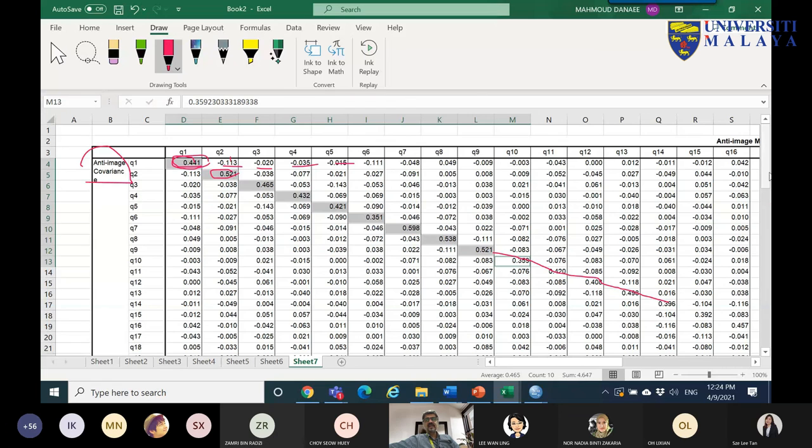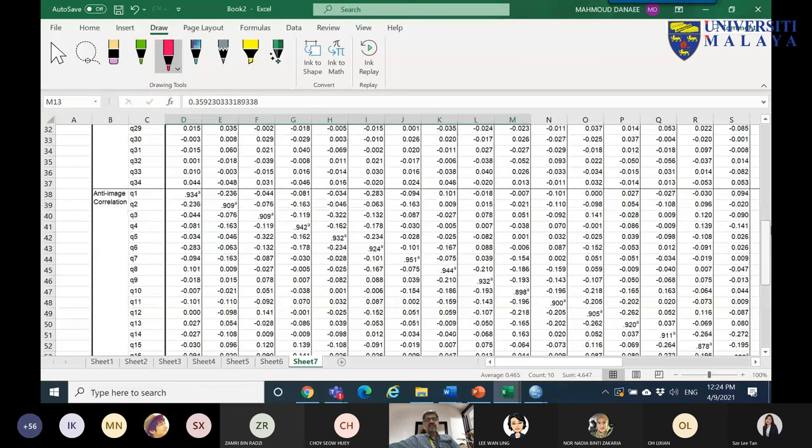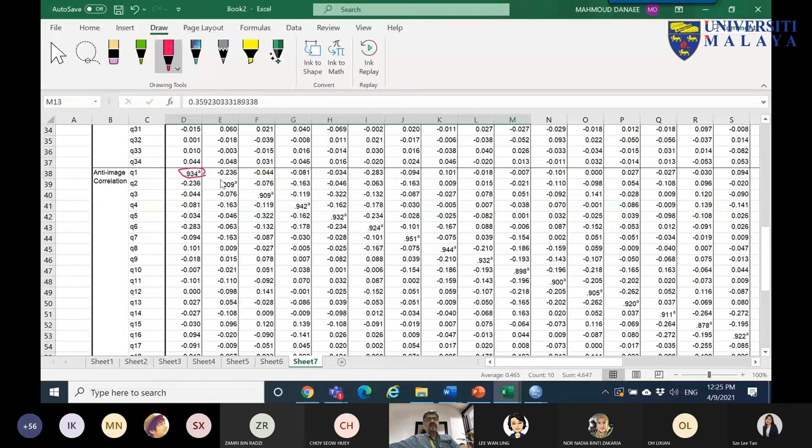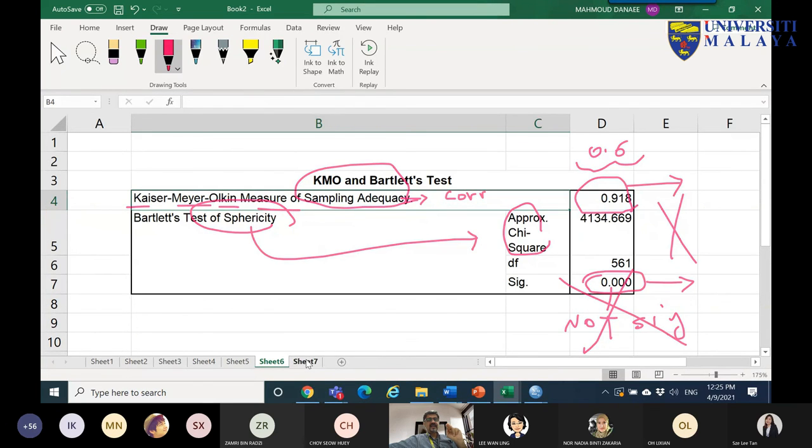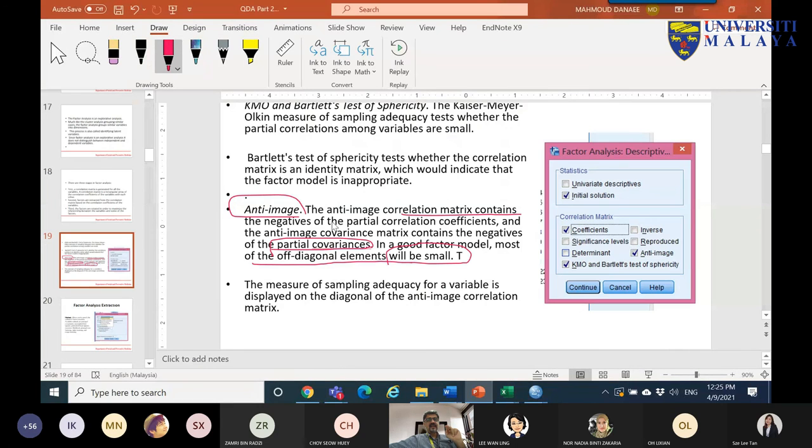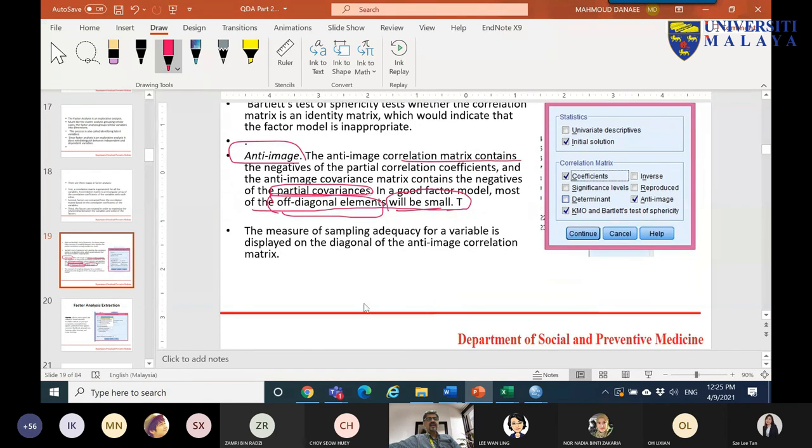So this is for covariance. If you look at the correlation, you can see here, all the numbers are high. As long as the numbers on the diagonal of this matrix are high compared to the off-diagonal numbers, it means you can proceed with the factor analysis. So these are two assumptions and requirements. One is KMO and Bartlett. The other is the anti-image correlation. Again, the off-diagonal elements should be small compared to the diagonal elements. Clear?